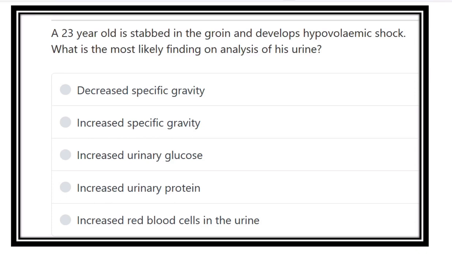A 23-year-old man stabbed in the groin develops hypovolemic shock. What is the most likely finding on analysis of the urine? So in case of hypovolemic shock, what changes in the urine?